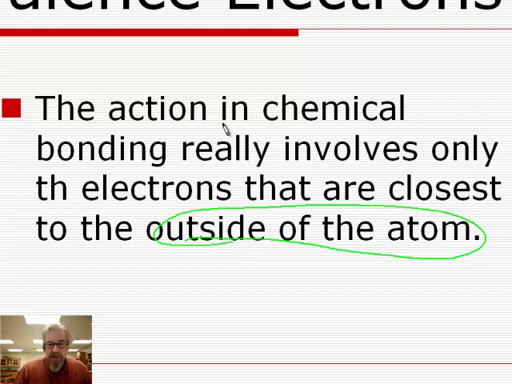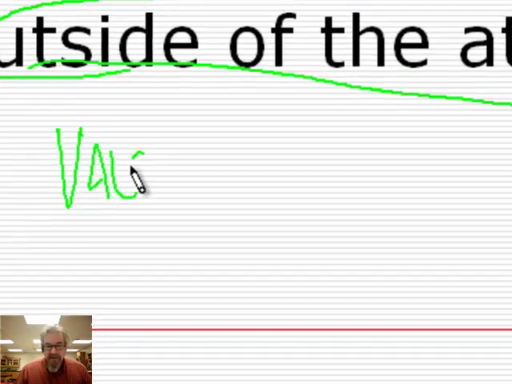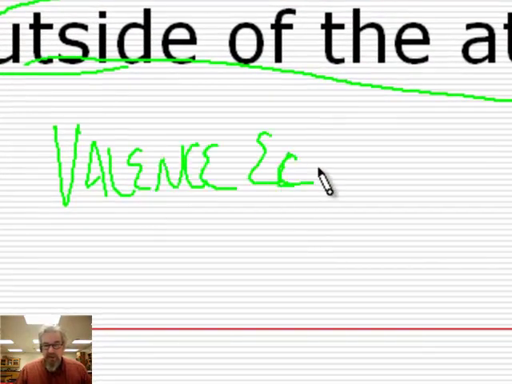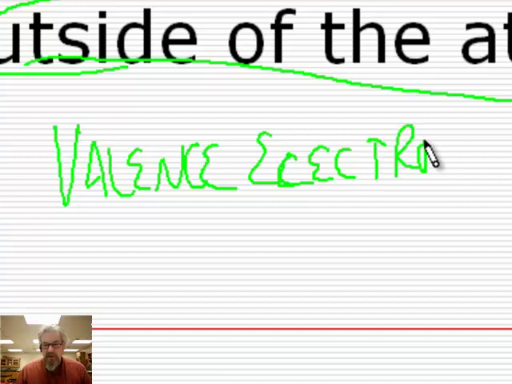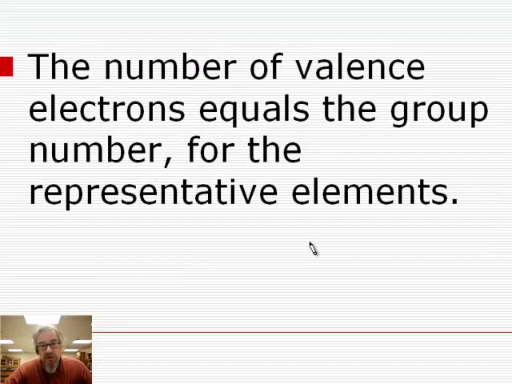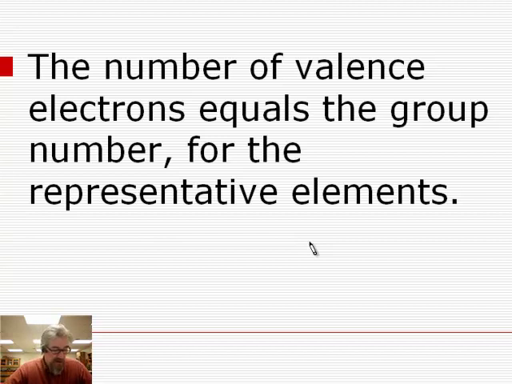There's a name for these electrons that are farthest to the outside of the atom, and that name is valence electrons. So we're going to talk a lot about valence electrons. We don't know that much about the structure of the atom in this class, but the valence electrons are the ones that are on the farthest outside the atom. Since you don't know that much about the structure of the atom, you might ask yourself, how am I supposed to know which electrons are the valence electrons? Or how many valence electrons even are there?